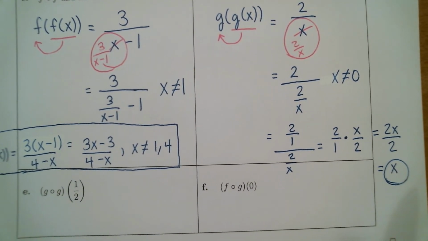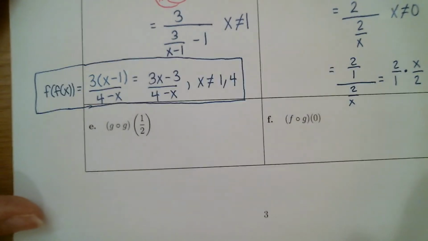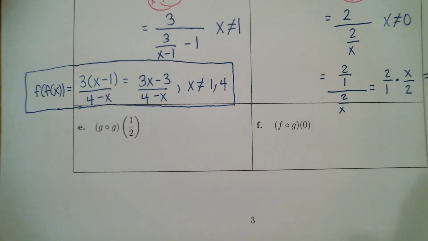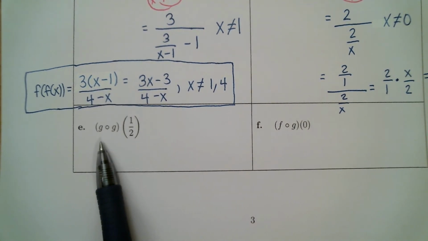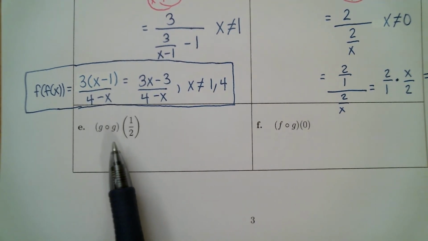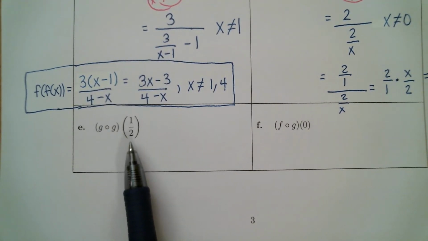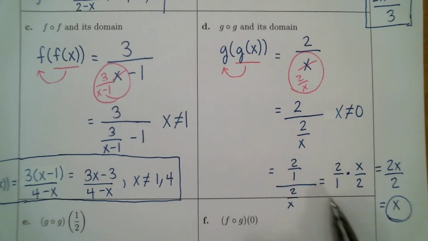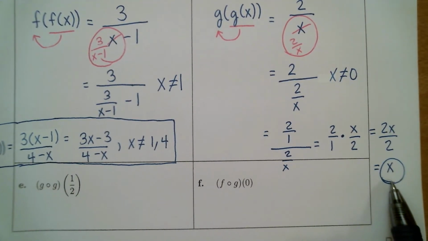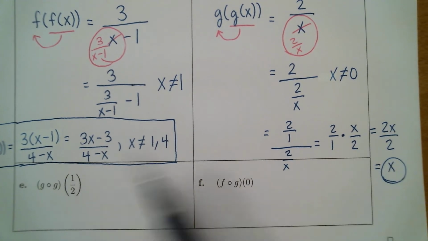All right, so lastly, you've got parts E and F, where you're evaluating a composite function. So again, what part E means is that you're plugging 1/2 into the composite function G of G. This does not mean you're multiplying G of G by 1/2. Your input to G of G is 1/2. So all you have to do is go back to your function G of G. We just found it. Our function is x. Plug in 1/2 for x.